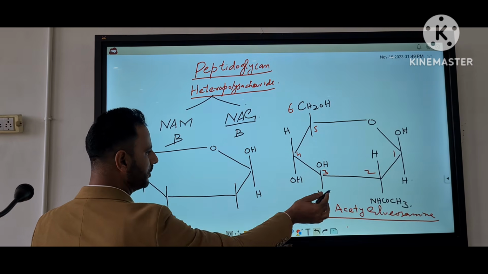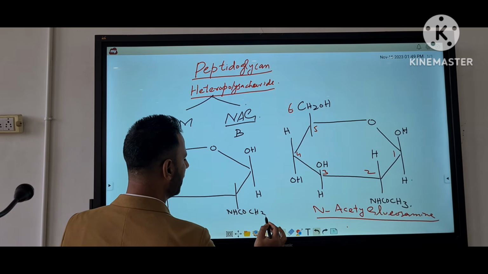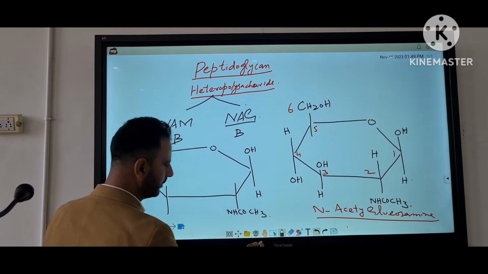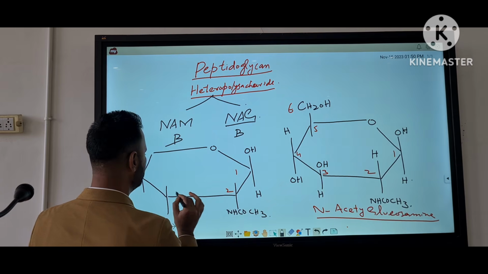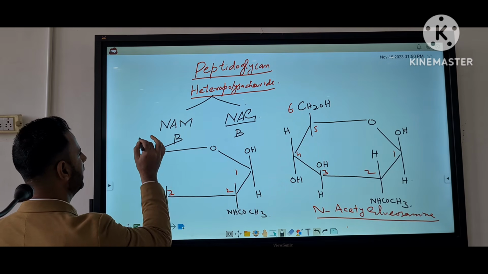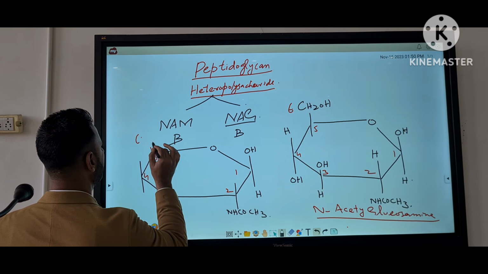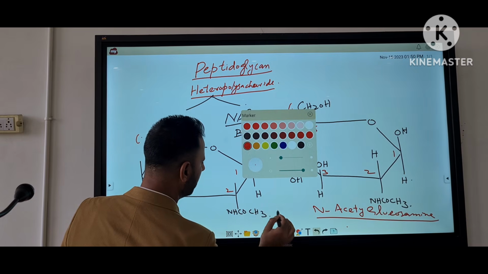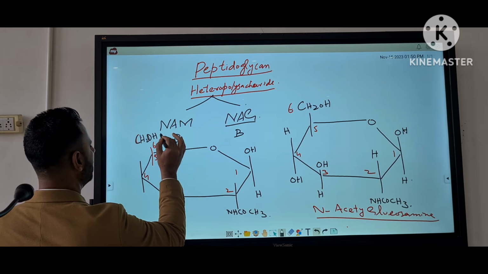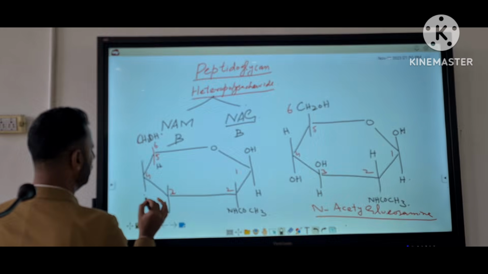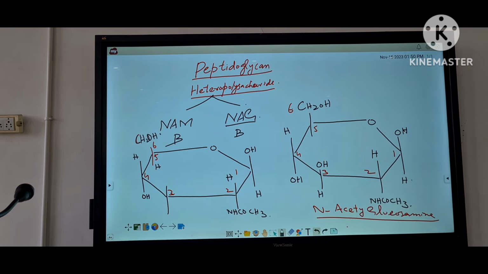Again I will substitute N-acetyl, that is NHCOCH3, at position number 3. You will see some changes. Where is position number 3? 1, 2, and 3. Here 4, and here it is CH2OH. This is position number 4, position number 5, and position number 6. Now look here. I will make it this way. Here it is CH2OH. Here it is H. And here it is OH. Here it is H. Here it is H.